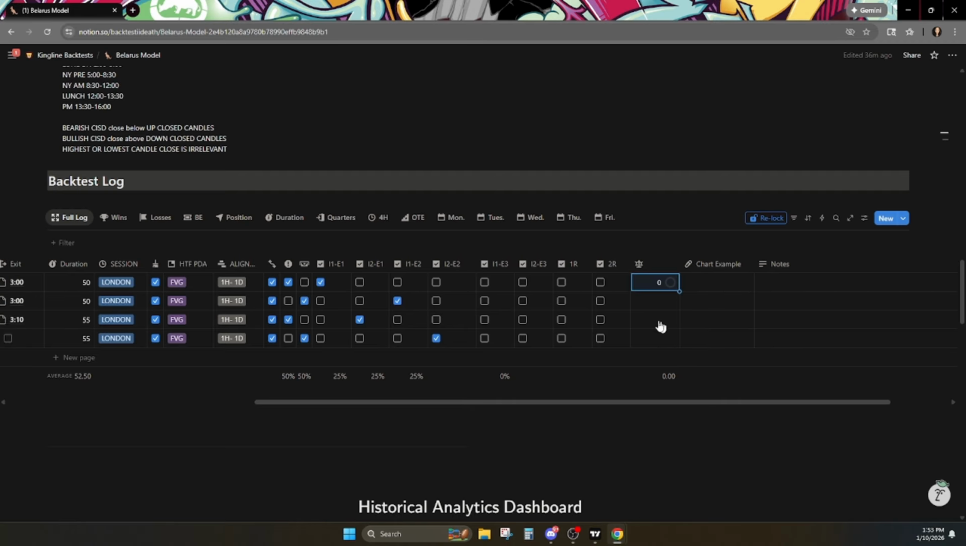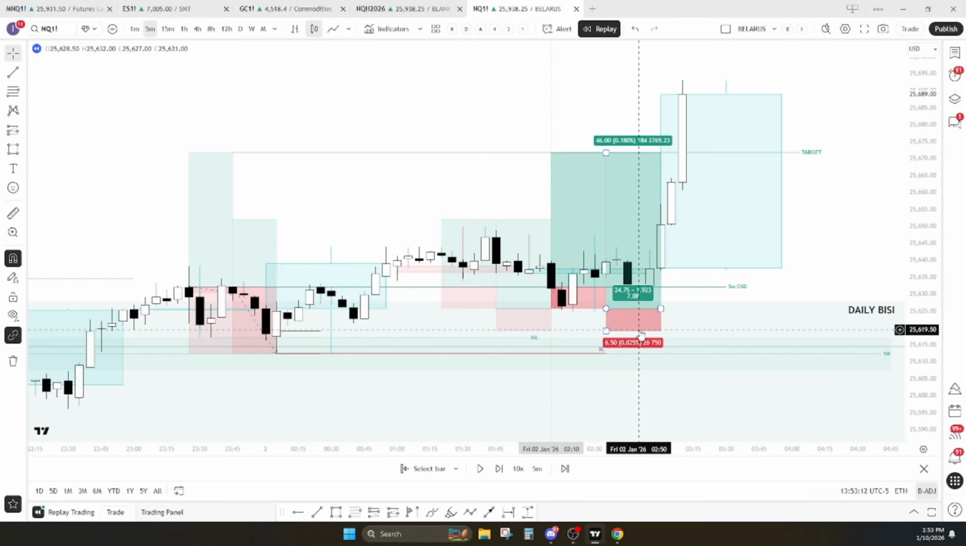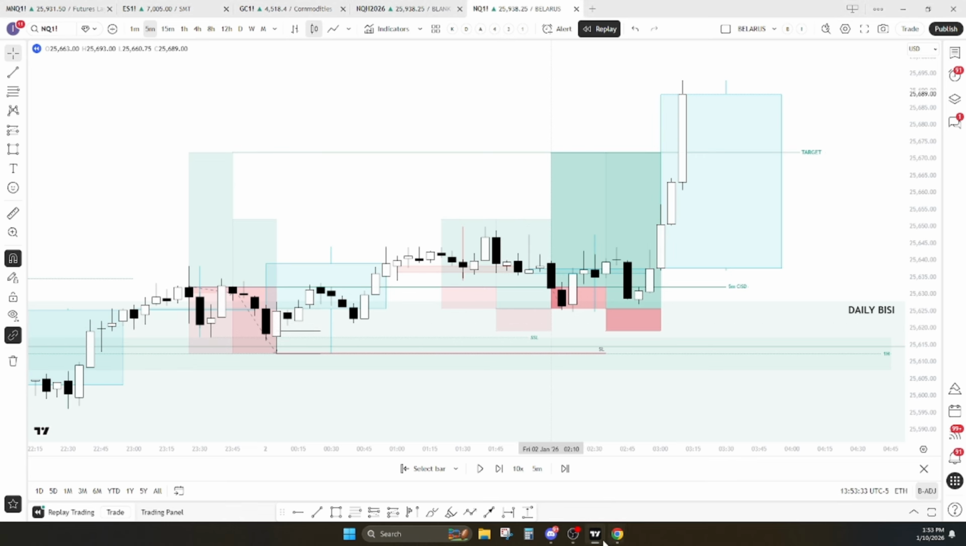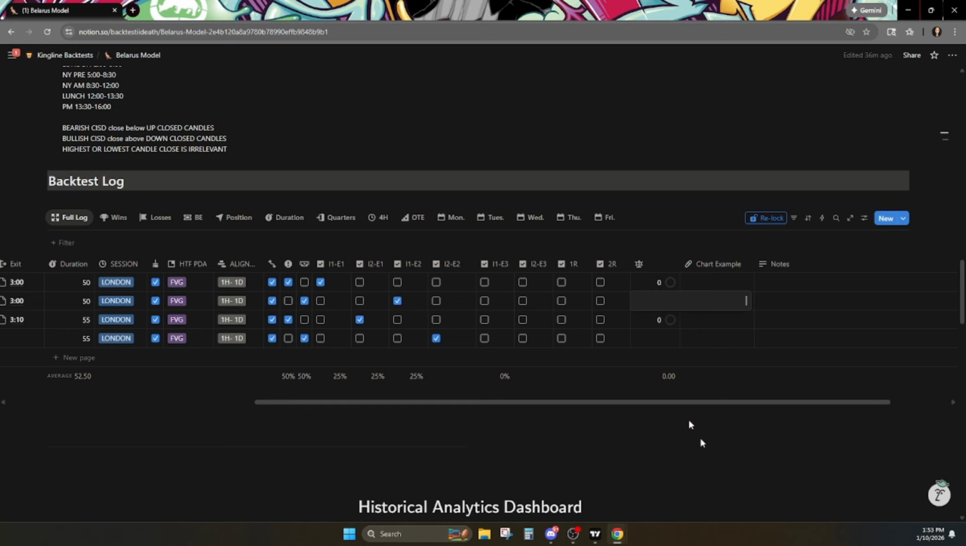So entry 1, entry 2, we got 7R and 4R. Do you want the decimals? Does anyone want the decimals? I'll do it by the tenths, but I won't do it by the ones. How about that? So I'll do like a 4.1, 4.2. Okay, is that fair, Coz? I'll do the tenths, not the ones. Okay, sounds good. Thanks. Appreciate it.